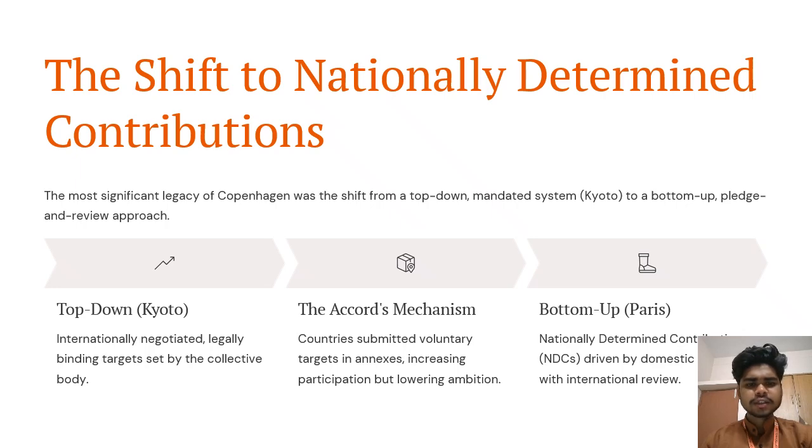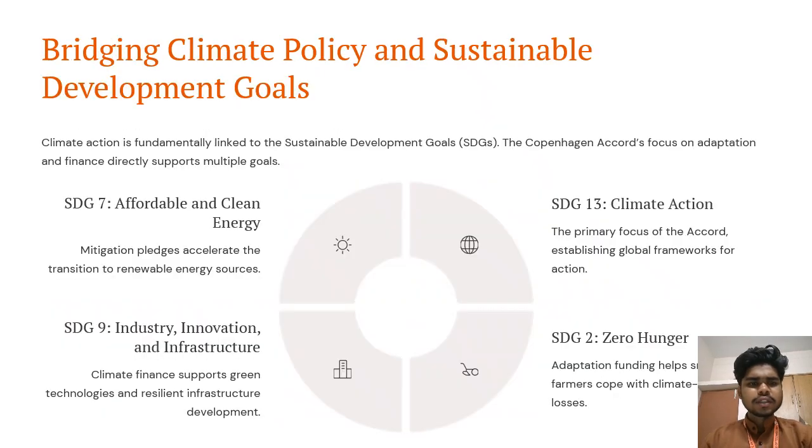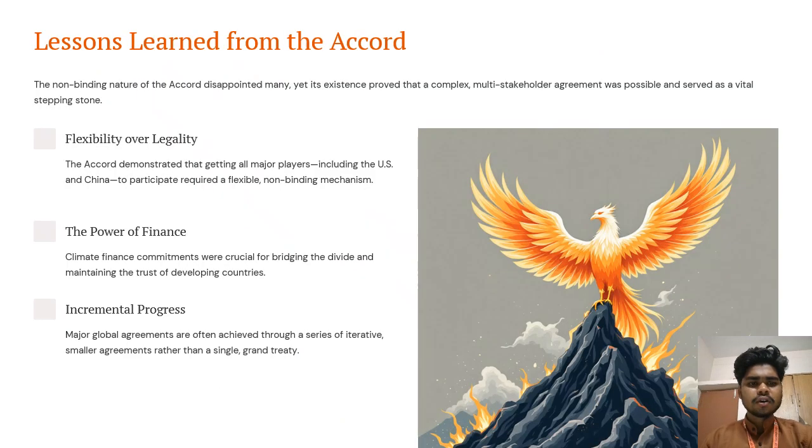The most significant legacy of Copenhagen was the shift from top-down management. Influence in the Paris Agreement: so conceptual framework, financial foundation, MRV system. So these are climate policy and sustainable development goals, SDG 7 affordable clean energy, SDG 9 industry innovation infrastructure, SDG 13 climate action, zero hunger. So lessons learned: flexibility over legality, the power of finance, and incremental progress.